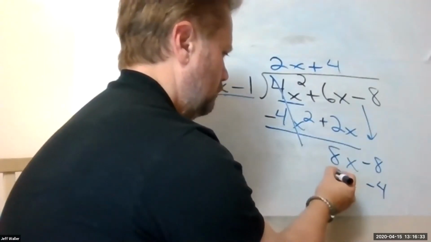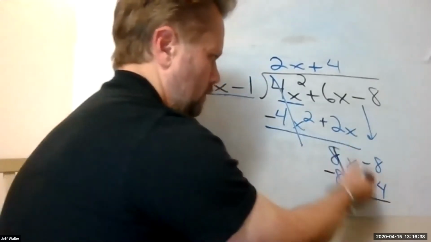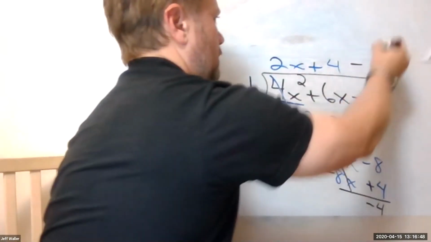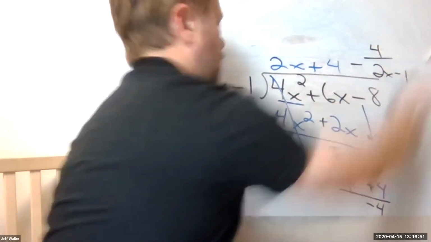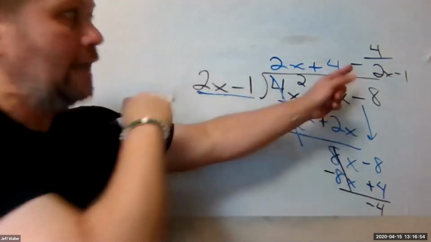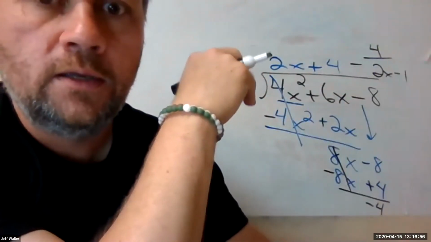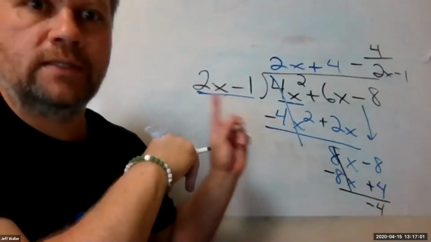Change the signs. 8x minus 8x is 0. Negative 8 plus 4, negative 4. Got it. Then up here I can put minus 4 over 2x minus 1. That's the remainder. That step is exactly the same as if it was just numbers. Every single step in this process is the same as if it was just numbers.